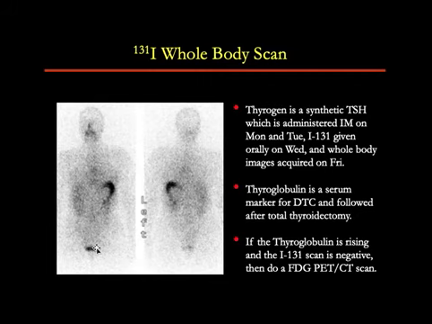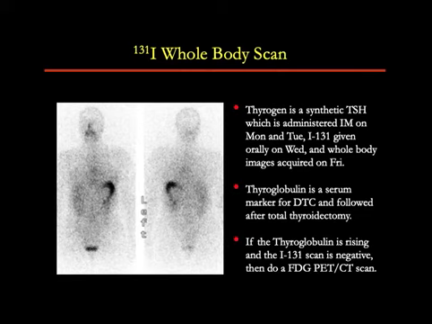Thyroglobulin is a serum marker for differentiated thyroid cancer and is followed after total thyroidectomy. When thyroglobulin is rising, that is an indication that probably thyroid cancer has recurred or there is metastatic disease, and that is when patients undergo an I-131 whole body scan. If the I-131 scan is negative in that situation, then the next step is to do an FDG PET-CT scan, as the negative I-131 scan is telling us that the cancer may now be de-differentiated. It may not take up iodine, but it may take up FDG.